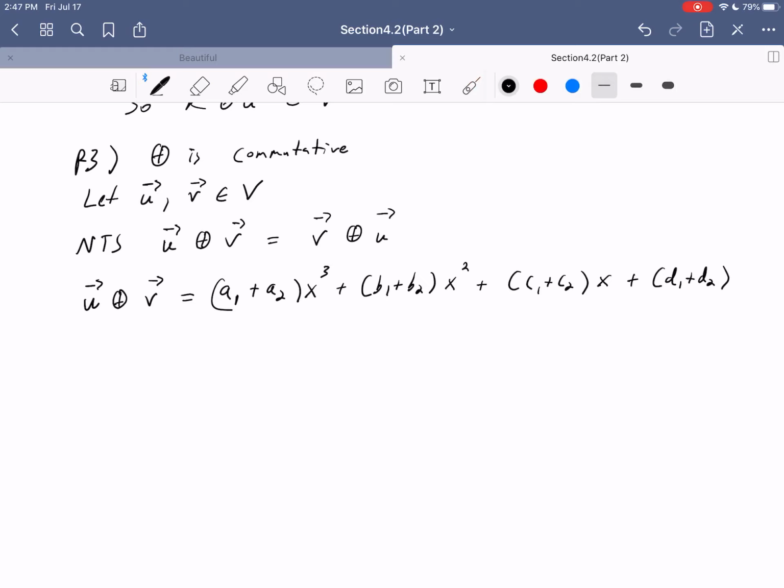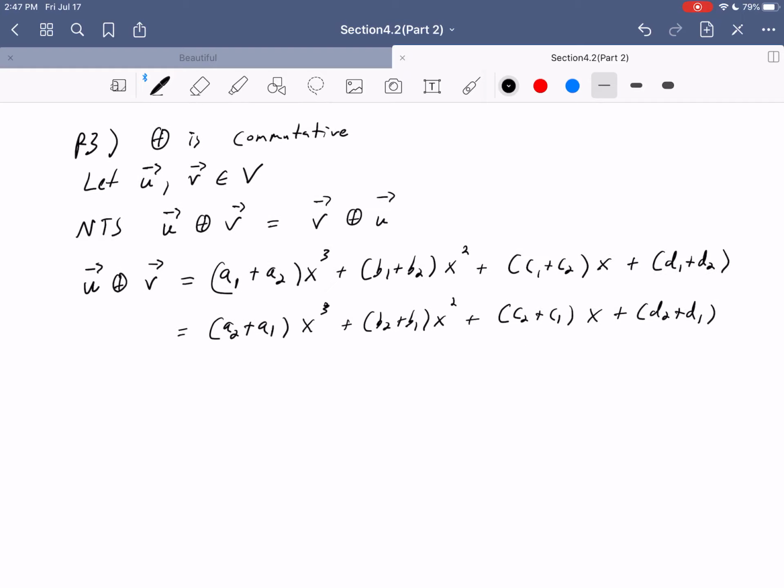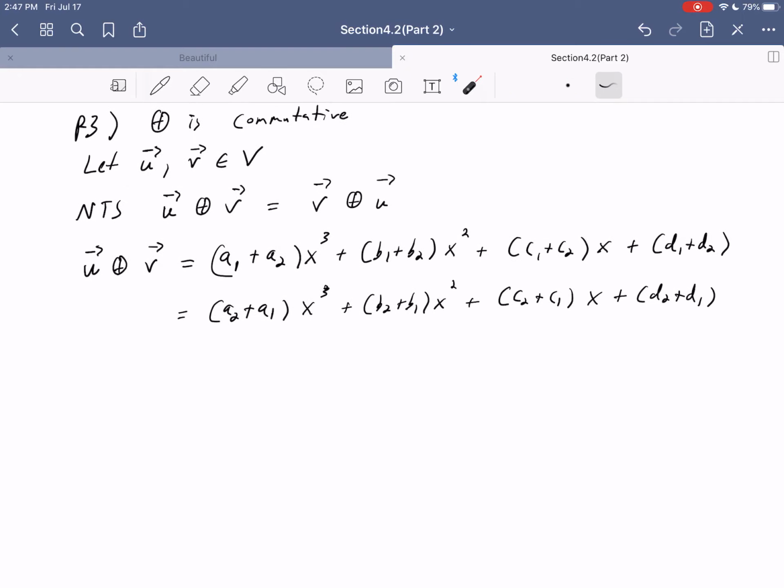Now, of course, we know that normal addition, adding numbers, is commutative. So I can certainly write this as A2 plus A1 x cubed plus B2 plus B1 x squared plus C2 plus C1 x plus D2 plus D1. That is certainly allowed, right? Because normal addition is commutative. And this, of course, is the definition of V plus U.